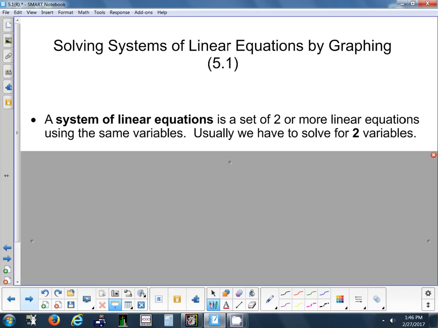Some systems get more complicated. Right now we just have an x and a y, but sometimes you have an x, a y, and a z, a 3rd letter. You won't see problems like that until probably Algebra 2. So for us, we're always going to solve for 2 variables. That was a blank on your guided notes too, right in number 2.